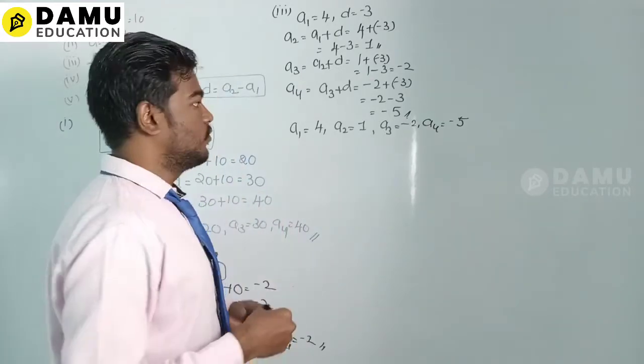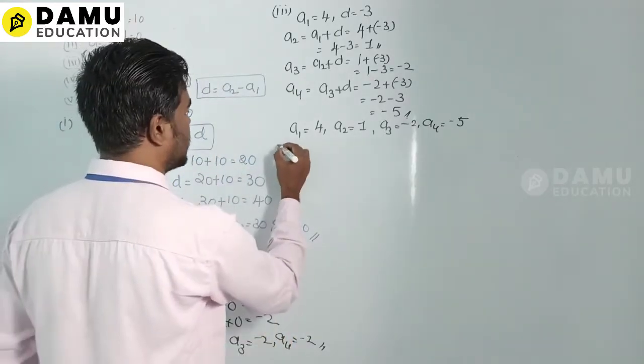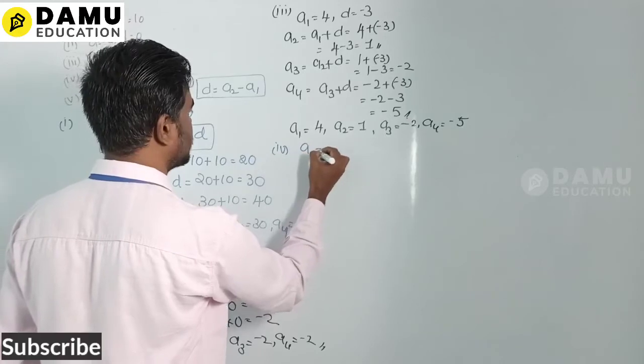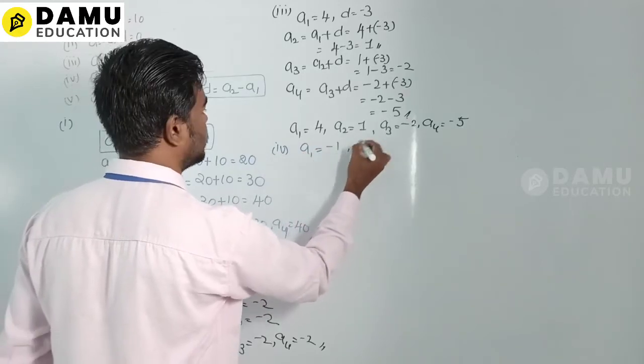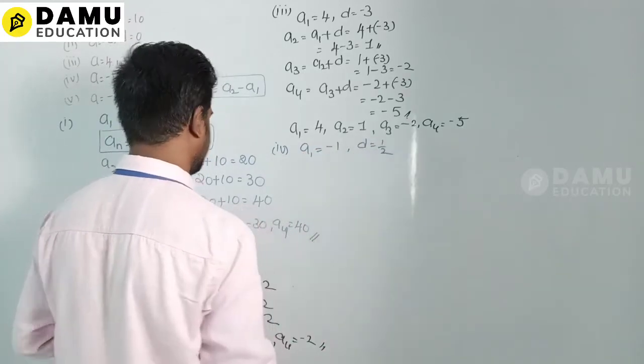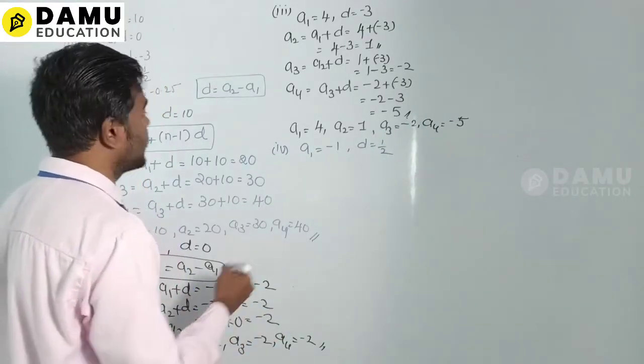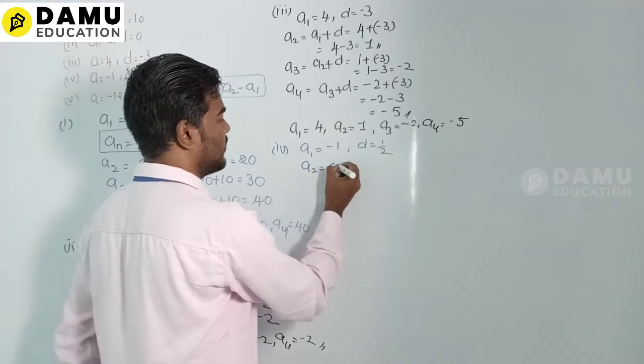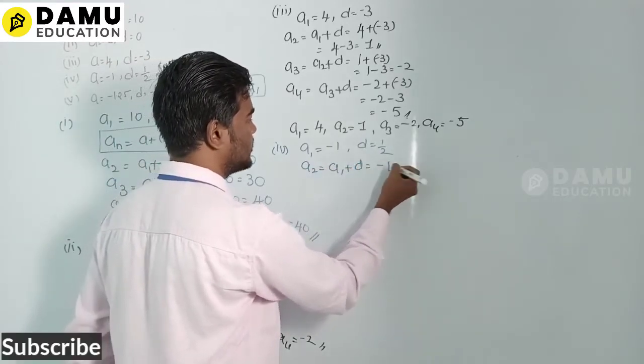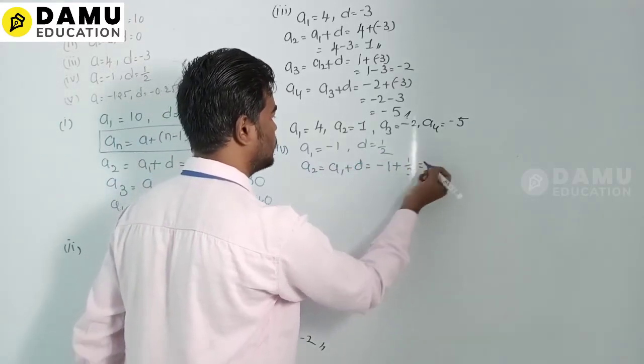Then what is the next one? The fourth one. So let's take the fourth one. a1 will be equal to minus 1. Then the difference will be equal to 1 by 2. So for the fourth one, a2 will be equal to what? a1 plus d. a1 is minus 1 plus of d, which is 1 by 2.